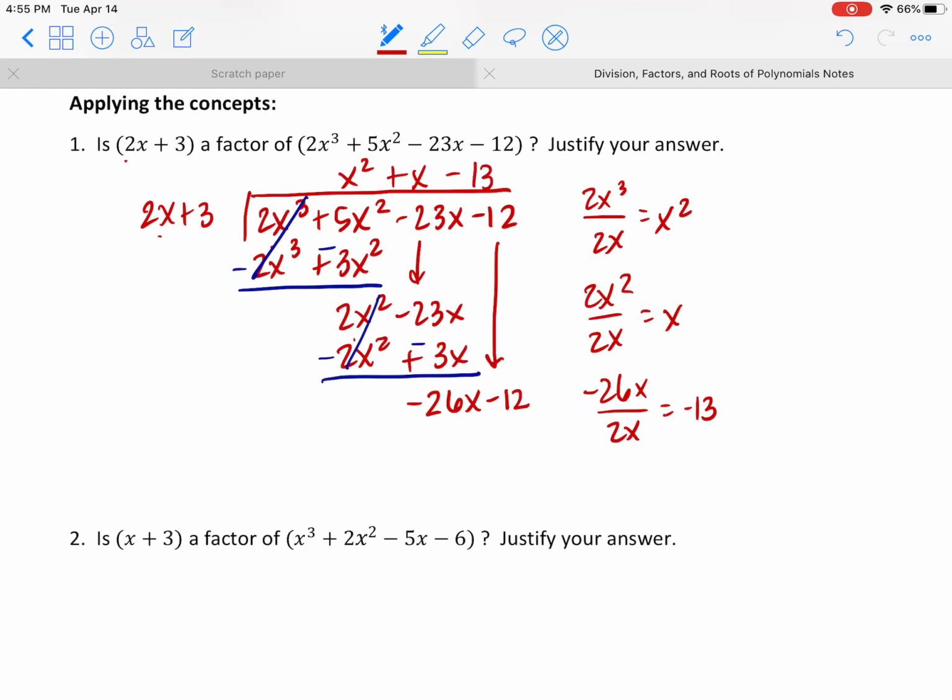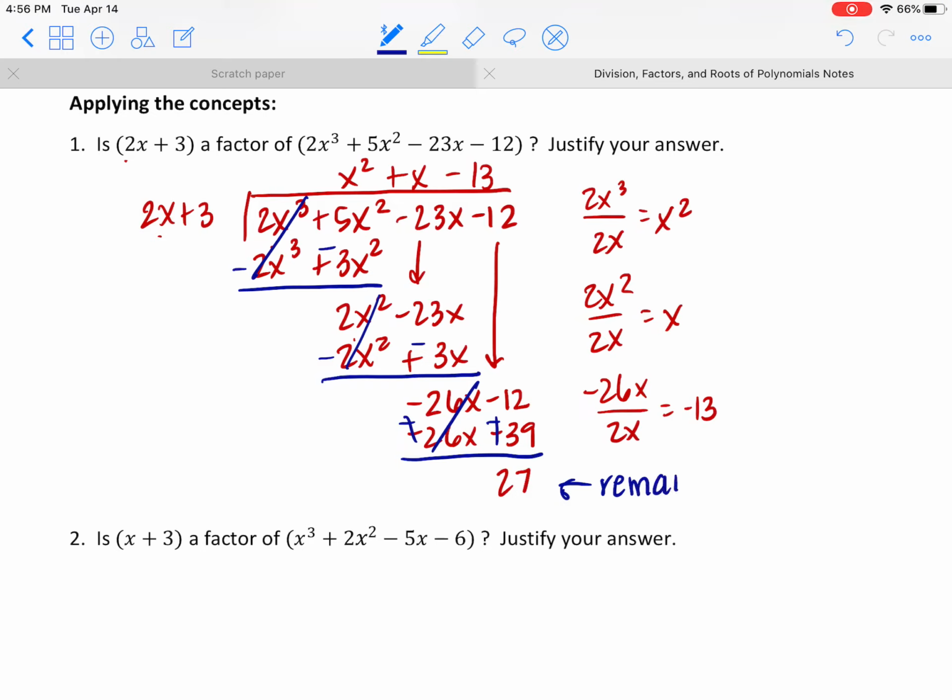This time negative 26x divided by 2x is going to give me a negative 13. So minus 13 here. Multiply, it's negative 26x and negative 39. And then subtract one last time here. Minus makes these double negatives positives. So those will cancel, and the 39 minus the 12 leaves me with 27 as my remainder.